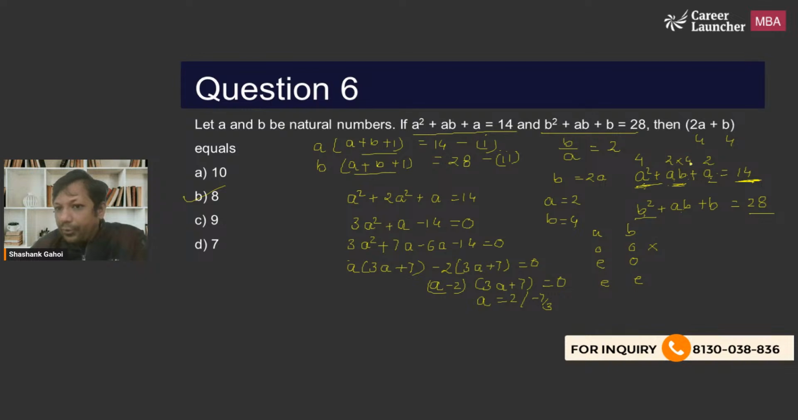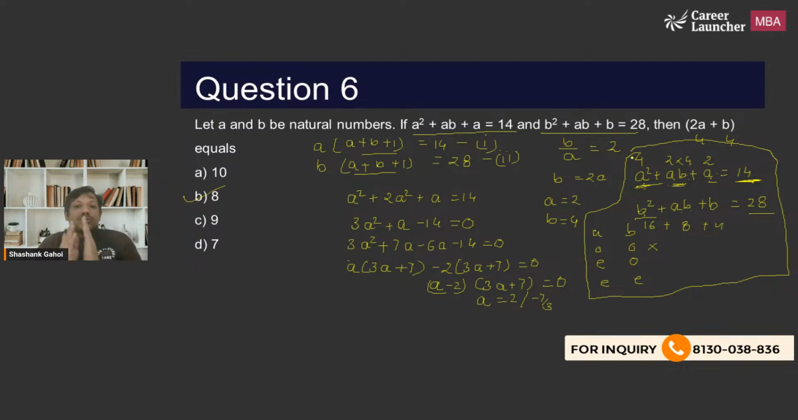Now b is 4 and a is 2. So 4 square is 16, a into b is 8, this is 4. Does it satisfy? Yes. So I can say that a is directly 2 and b is directly 4. So 2a plus b is going to be 8. So I can solve this question by this basic logic as well. You can solve this question without using a quadratic equation, just by using the number system, the basic concept of even or odd, and get the answer easily.